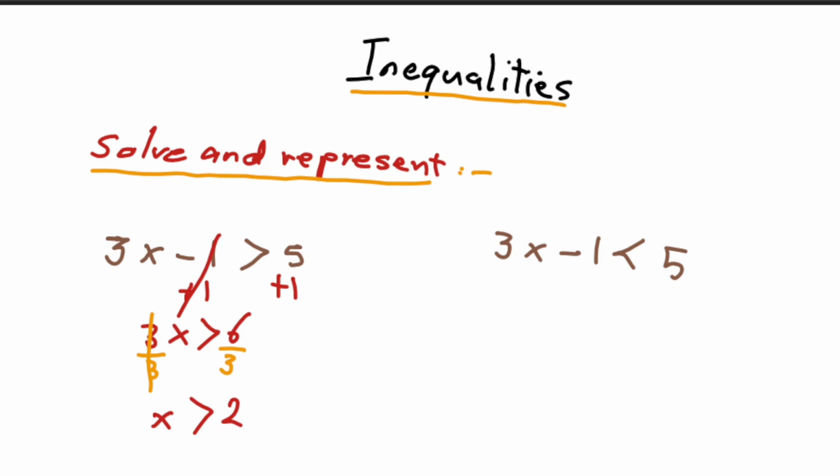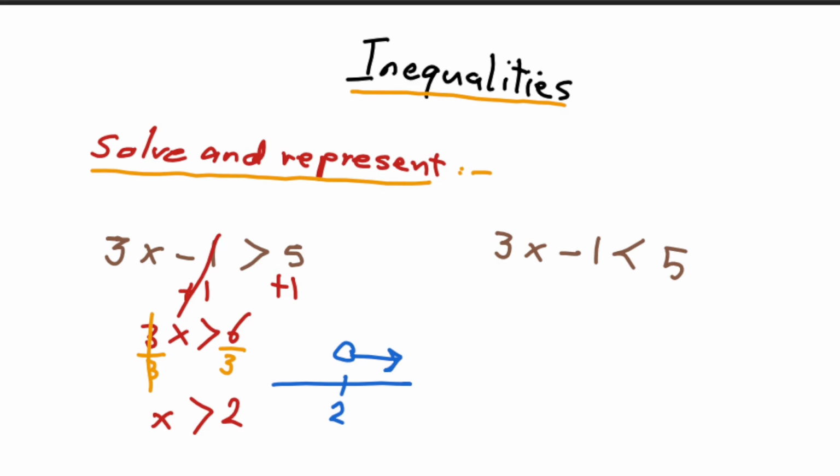Now we solved it. Representing it on a number line is just like what we did before. Now bring the number line. Just say this is 2 here, and then the 2 is not included, and we go more than 2. So that's it, we finished. This is how to solve and represent. Let's do this question here and see what's the difference.